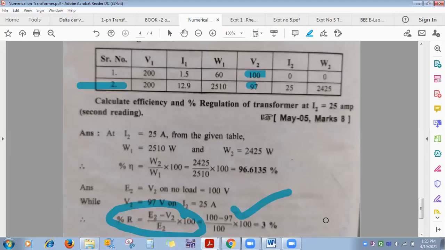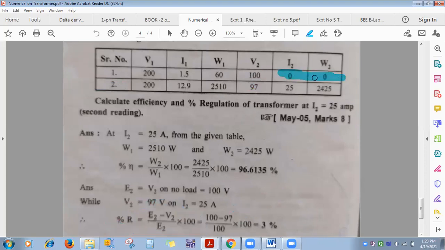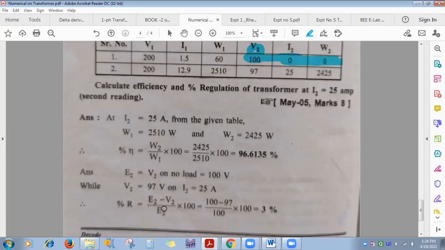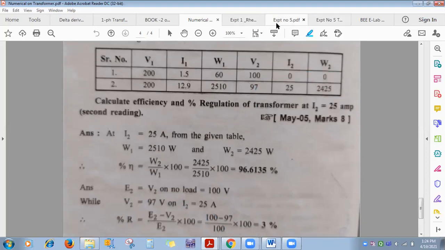Everyone got this sum? Any difficulty with this? No, ma'am. Okay, fine, keep this in mind, all of you. The important point here is that when I2 and W2 are 0, whatever V2 is, 100 volt is equal to E2. That is the only important thing. See, E2 is 100 volt. That's it. Okay. And the rest of all the values below this are V2. Okay. This is one numerical based on this direct loading method.